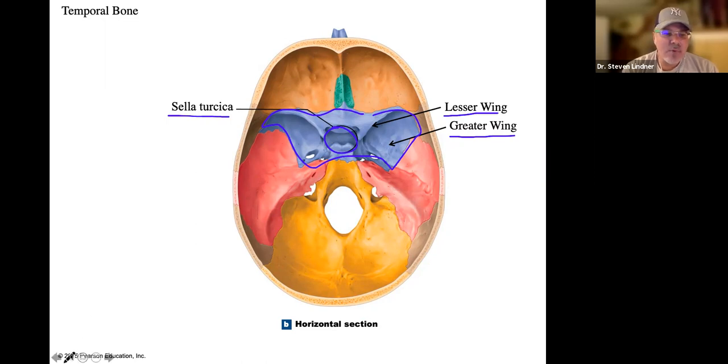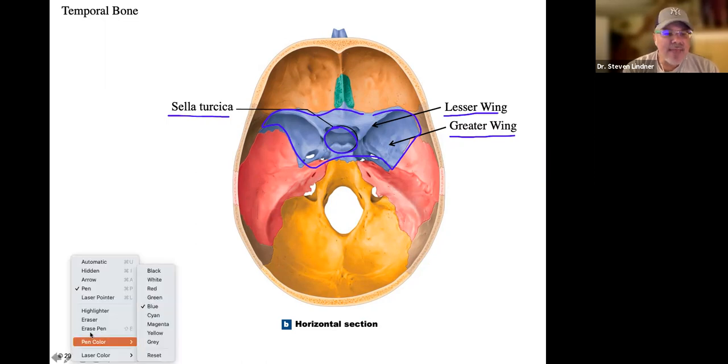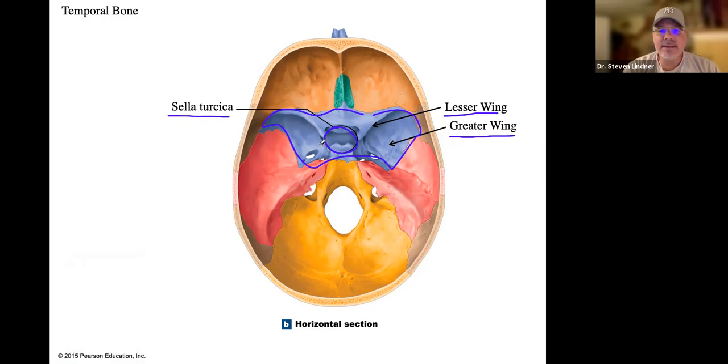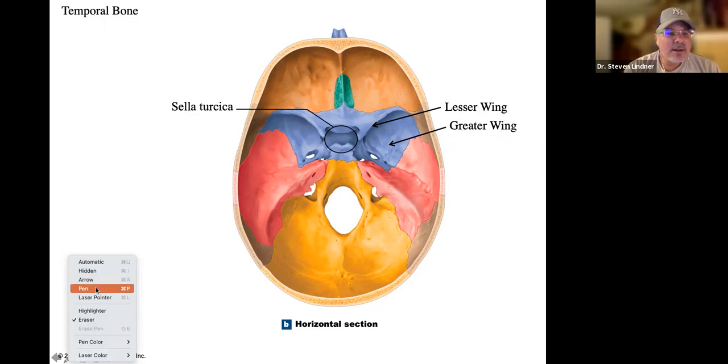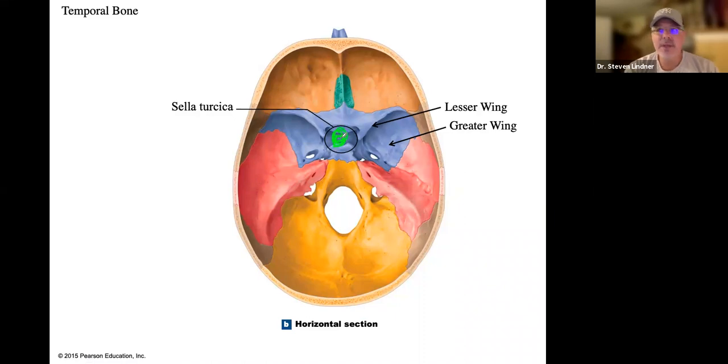There's a very important structure that sits in this fossa. Let me make the pen green here. So right here is a gland called the pituitary gland, and the pituitary gland sits right there.